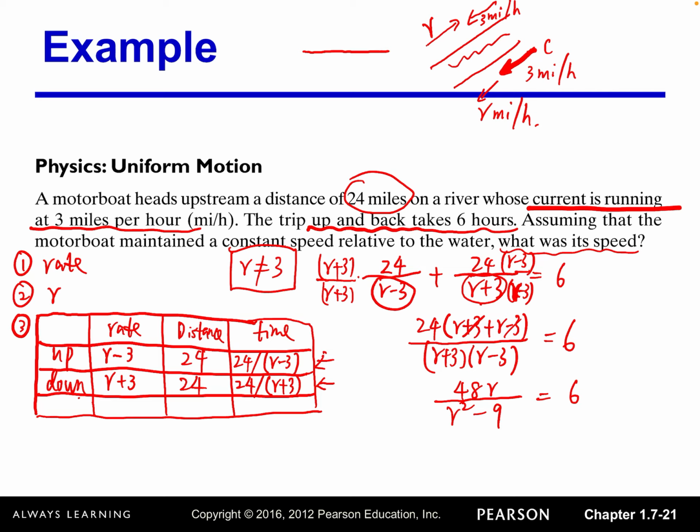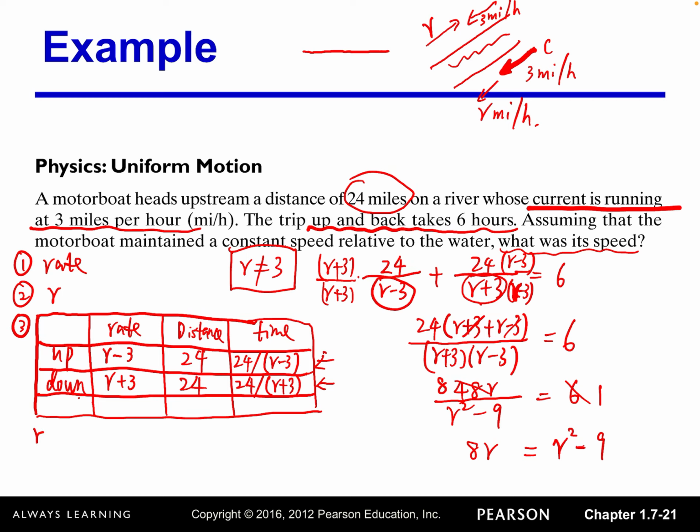And then on both sides of the equation, 6 and 48 have a common factor, so we can simplify by dividing both sides by 6. So 48 divided by 6 is 8. So we got 8r equals, and then we multiply the denominator on both sides, r squared minus 9, right? Both sides of the equation multiplied by r squared minus 9. And then we got a quadratic equation. Okay, so let's write it in standard form. I don't have space, so I move everything to the left-hand side.